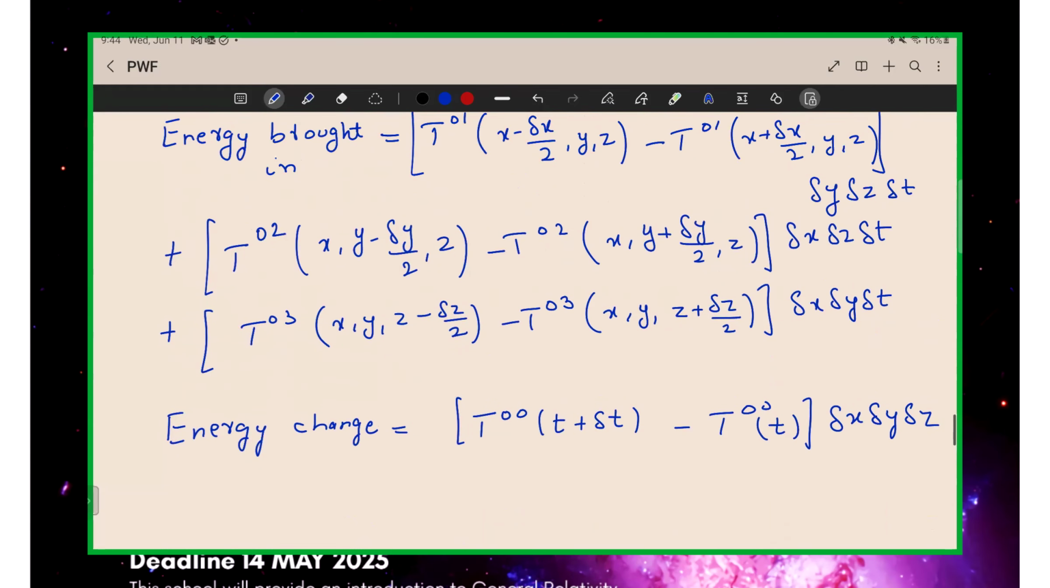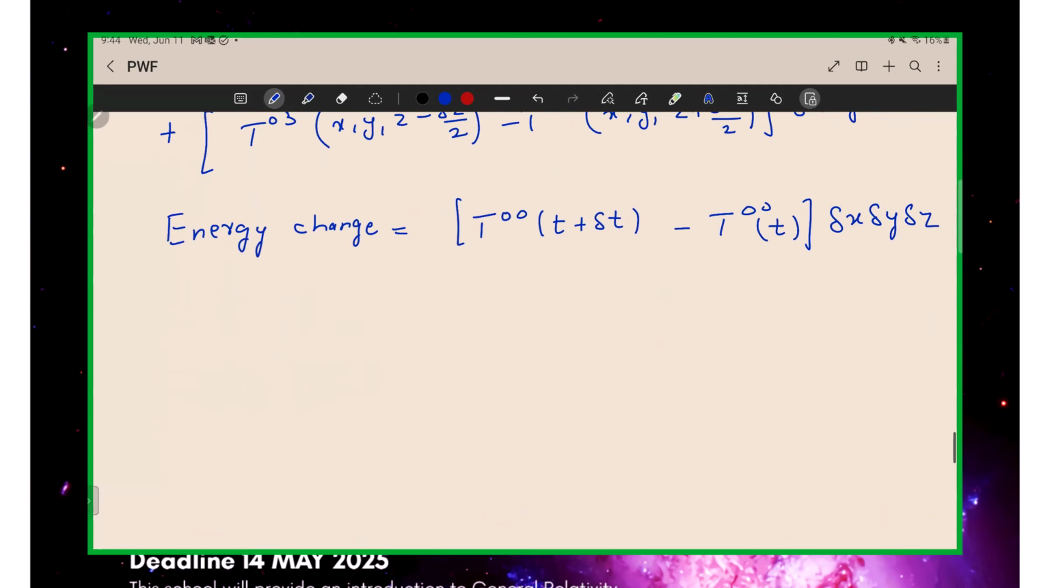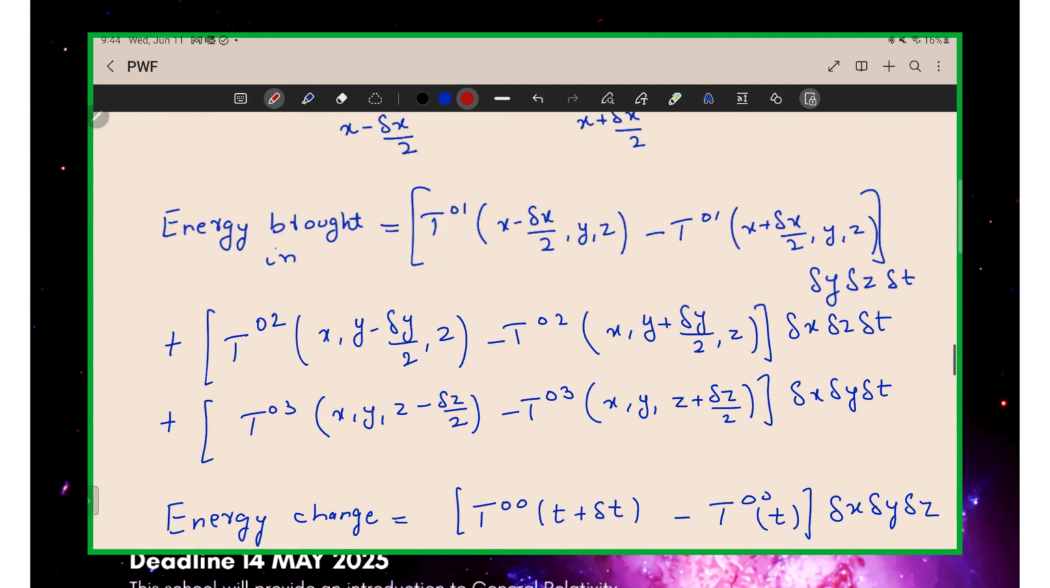So if I equate them and divide both sides by delta x, delta y, delta z, delta t, then this energy brought inside becomes divided by delta t, because these will be cancelled when I divide by delta x, delta y, delta z, delta t, right? And the other side, let me just write down this x term, and the y term and z term will be similar.